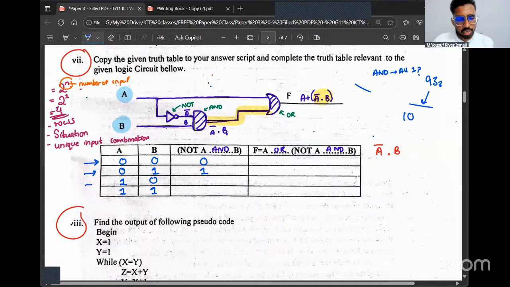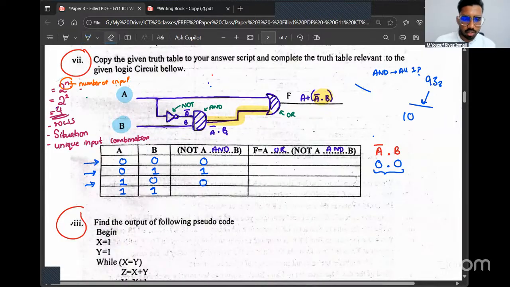In the third row, A is 1, B is 0. So when I say opposite of A, what is the value of opposite of A as per the third row? Perfect. Opposite of A is representing 0. 0 dot B. In the third row, what is the value of B? 0. So for the AND gate, if both the inputs are 0, what is the overall result? Perfect. That's going to be 0.